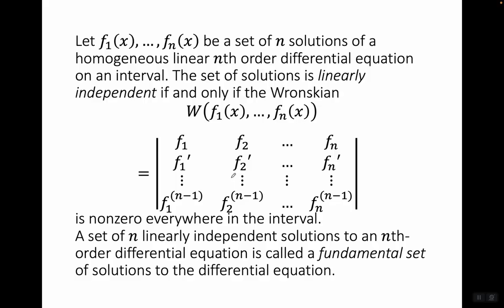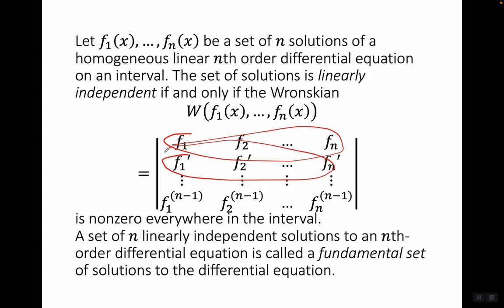W(f1(x), f2(x), ..., fn(x)), which is equal to this determinant, is non-zero everywhere in the interval. Notice this determinant. The top row is f1, f2, all the way up to fn. The second row is f1 prime, f2 prime, up to fn prime. And the bottom row is the (n minus 1)st derivative of f1, of f2, etc.